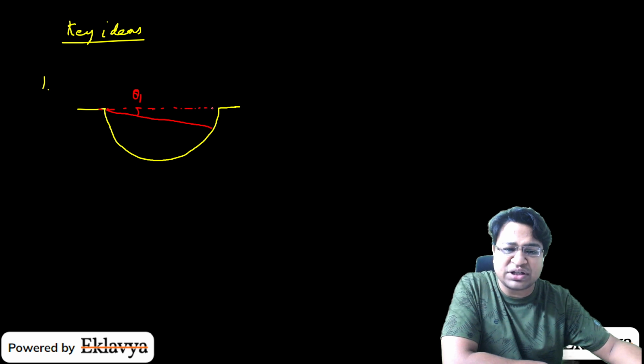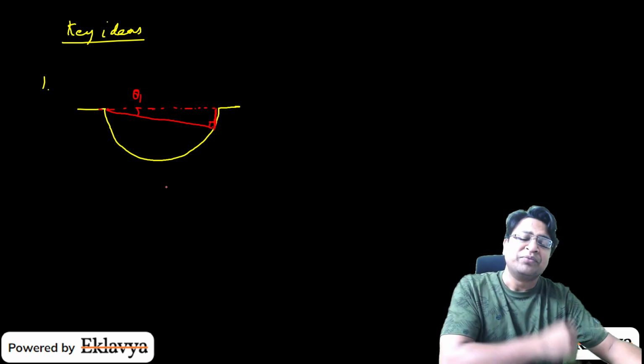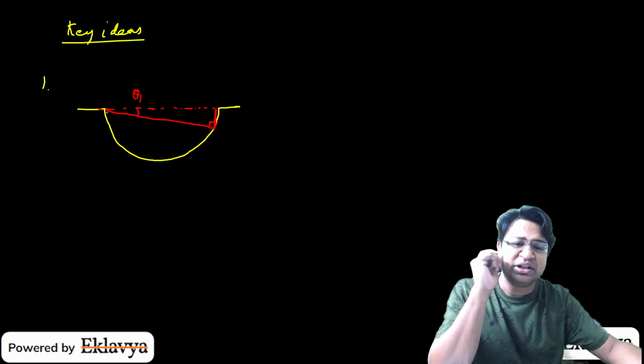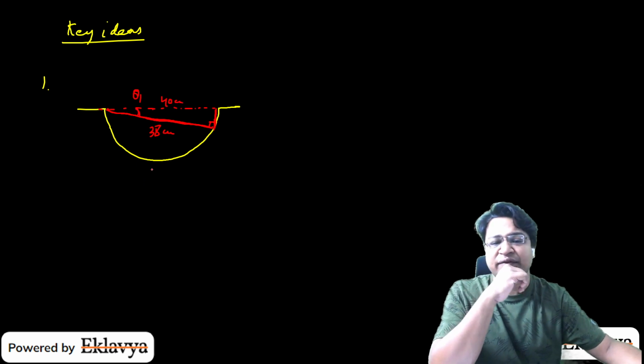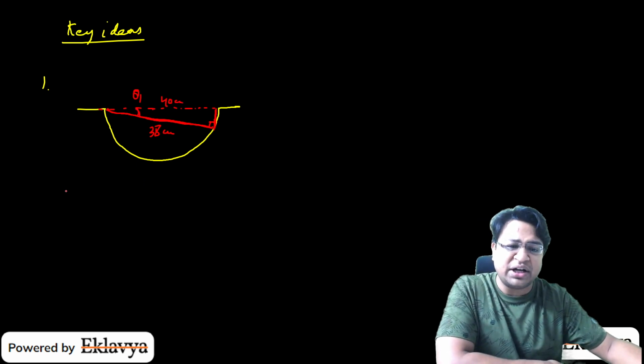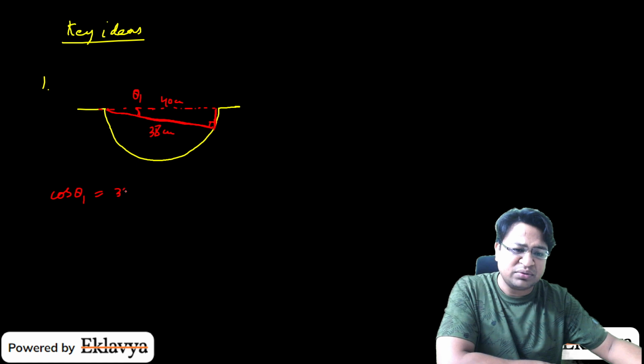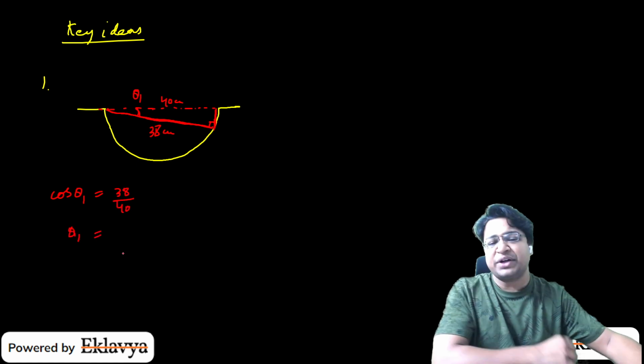So you draw this diameter and join it here. We know from the properties of a circle that this angle will be equal to 90 degree. This length is given to us as 38 centimeter, and this length is 40 centimeters. So if this is theta, I can write that cos theta 1 will be equal to 38 by 40. So we will get some value of theta 1, which we can find out.